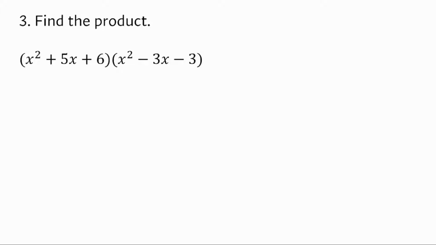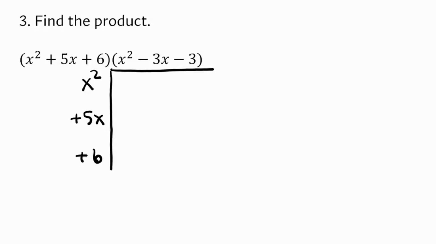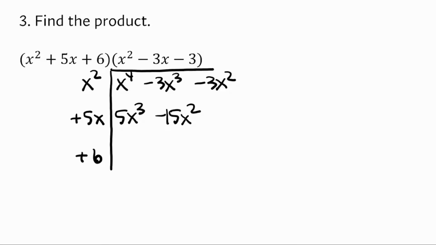Alright, now we're going to find the product, and anytime trinomial by trinomial, I recommend to use the box method. So x squared, positive 5x, and positive 6. So I'll multiply each of these things across. And then I'll combine like terms.